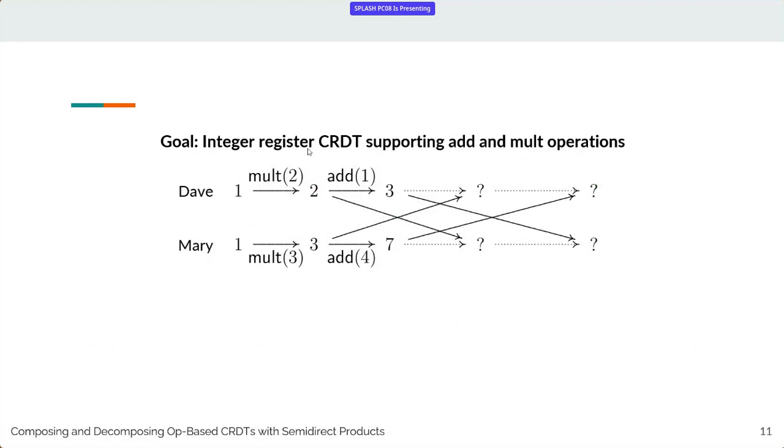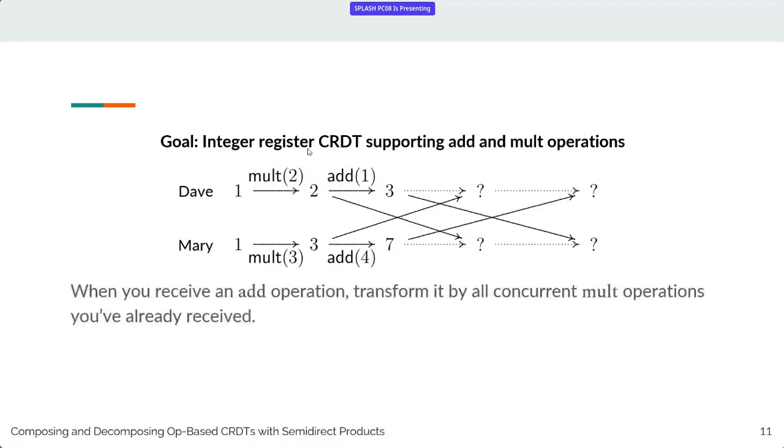So in more complicated situations, you can have something like this where we have both multiplication and add operations concurrent to each other in multiple ways. And the rule we make is just that when you receive an add operation, first transform it by all of the concurrent multiplication operations you've already seen. So in this example, if we walk through, when Dave receives multiply by 3, he does it normally. If he receives add 4, he transforms it by his concurrent mult2 operation to get add 8 for a final result of 17.